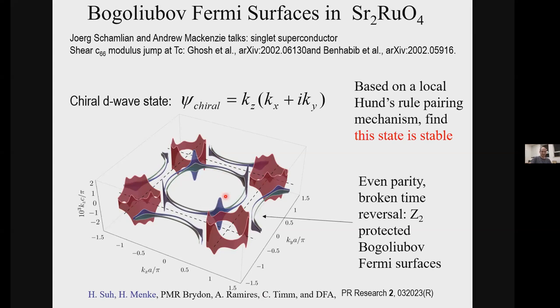Yeah, I'll just ask you more later. But these are pictures of the Fermi surface? These are pictures of the Fermi surfaces of the superconducting state, yes. So they look like a torus. Okay, so I'll keep going.